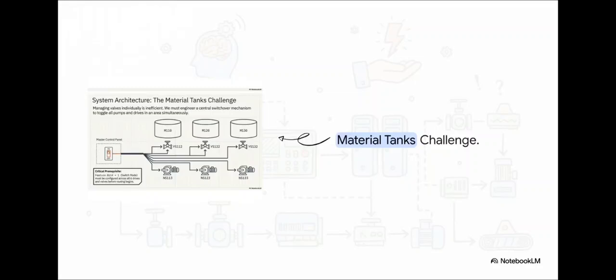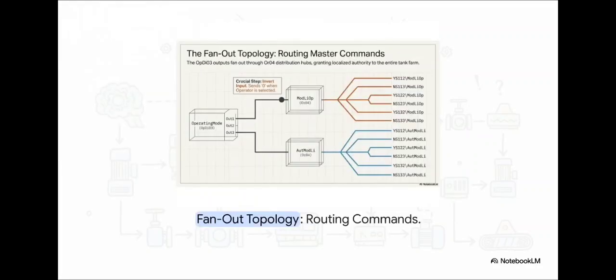But remember our rules. The absolute critical prerequisite here is that feature bit 4 must be set to 1, switch mode, across all those different drives and valves before we can even think about routing master commands. To solve this beautifully, engineers use a fan-out topology. Essentially, you create a master switch, an OPT03 block, that captures the human's single selection and translates it into hard logic. Those signals then feed into distribution hubs, which you can see right here as OR04 blocks. Look at how a single line goes in and then just branches out across the entire facility. With literally one click, the operator can flip the ModLiOp gatekeeper variable for every single tank, valve, and pump instantly, granting localized authority to the code for the entire tank farm in a flash.